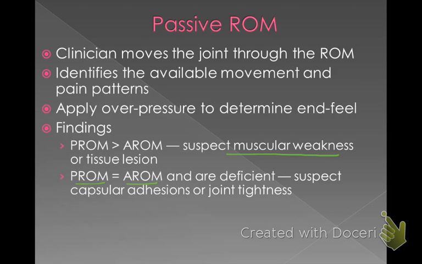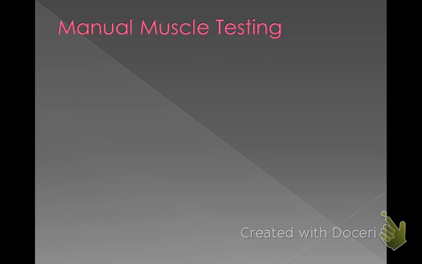Okay, so those are the differences between active and passive range of motion and what you might expect to see in an injury evaluation. We've gotten through active range of motion, which is when the patient does it, and passive range of motion, which is when the clinician does it. If the patient can withstand both active and passive range of motion, the next test that we want to perform is a manual muscle test.